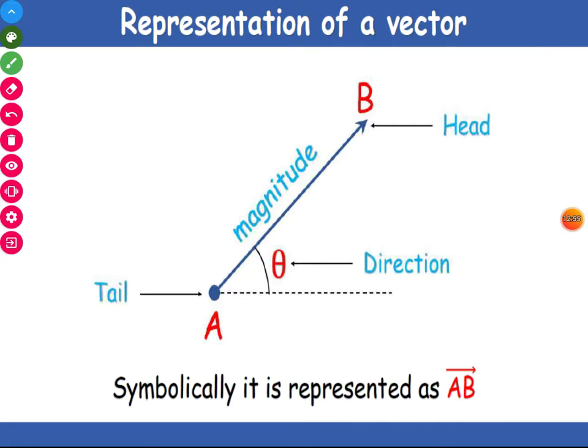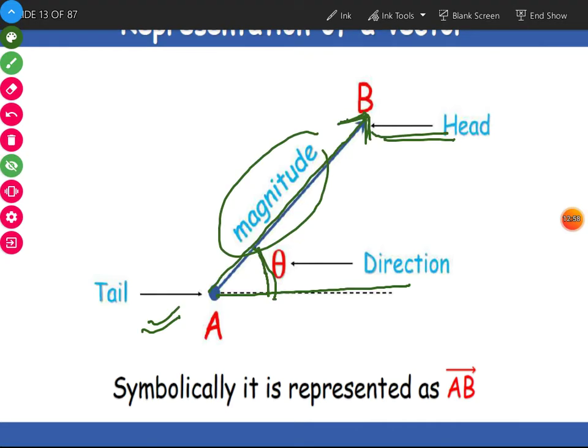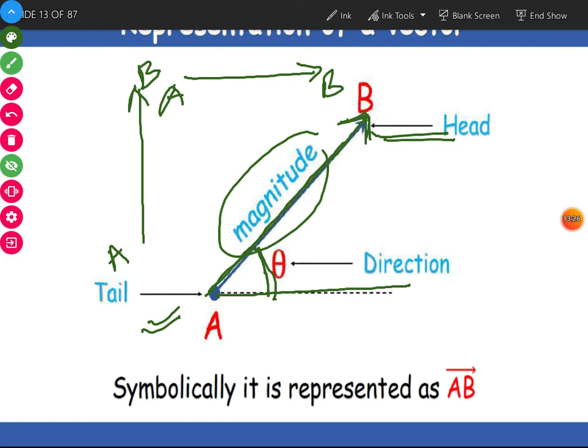Say for example, this one is again AB, and the direction is from A to B. That means toward the north direction, or toward the y-axis, you can see. And AB can also be represented like this, and in this case the direction is toward the x-axis, or toward the east, or it may be like this. Here you can see that it is making some angle theta with the x-axis. So this is also AB.